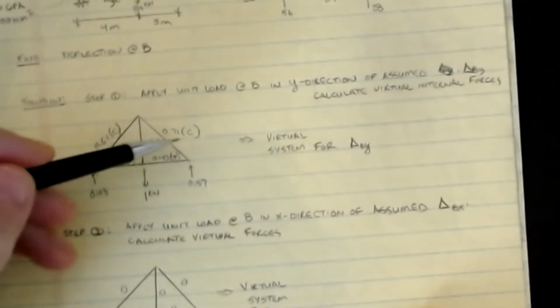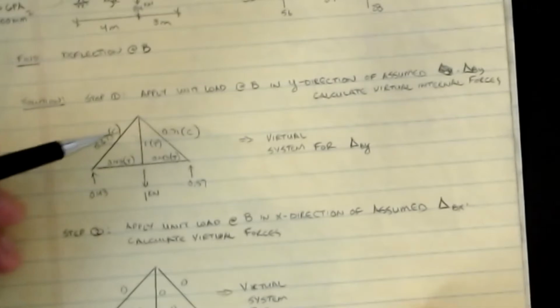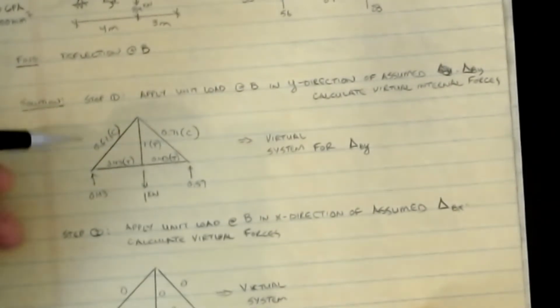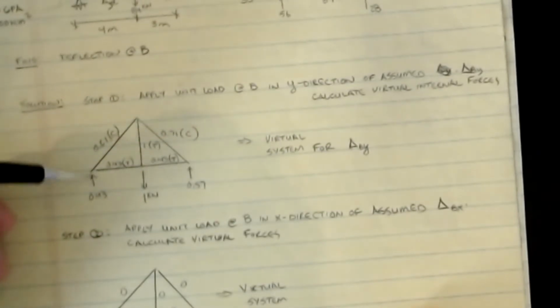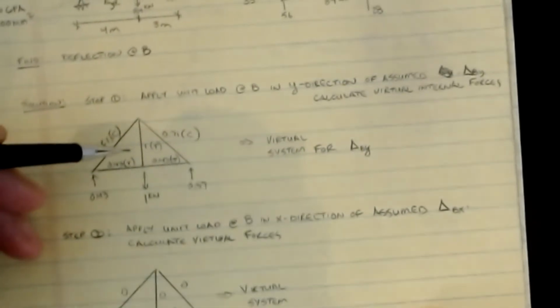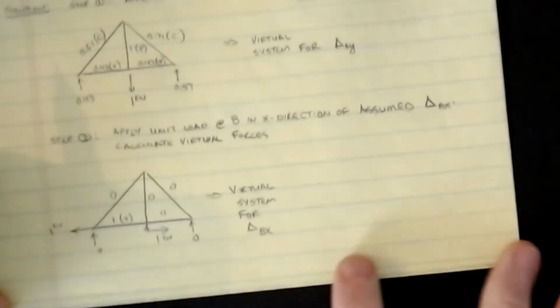And you can see I got 0.71 compression, I have 0.61 compression, it looks like, 3.43 tension, 0.43 tension, 0.43 tension, and then 1 tension vertically there. Okay, so that would be the virtual system for a vertical load at B, for a vertical displacement at B.